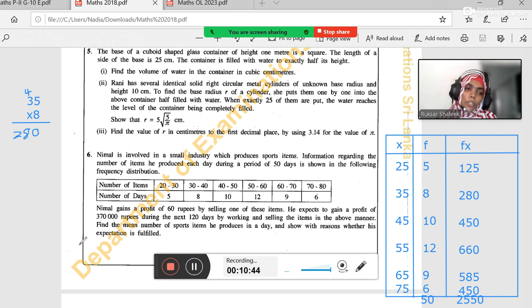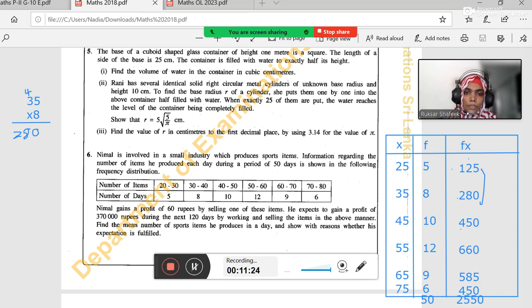Okay, and moving back to the question. So we multiply, and we got the fx column: 125, 280, 450, 660, 585, and 450. Now what you need to do is get the total. You have to add all of these. So when we add all of these here, 5 plus 5 is 10. You put the 0, you carry the 1. 8 plus 2 is 10. 10 plus 2 is 12. 12 plus 5 is 17. And now we have 17 plus 6 over there as well. So 17 plus 6, 18, 19, 20, 21, 22, 23. 23 add 8 would give me 31. 31 plus 5 would give me 32, 33, 34.